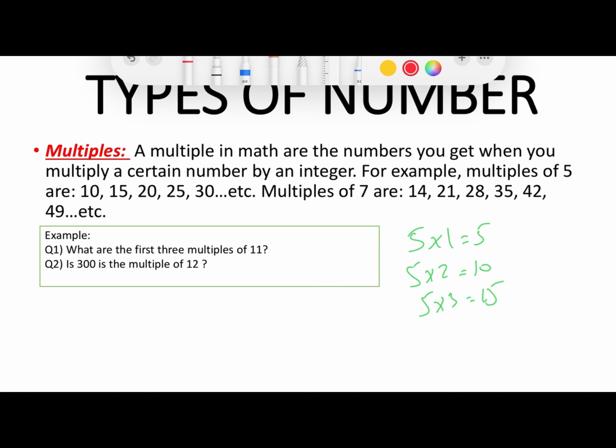So now we have some example questions. What are the first three multiples of 11? So we need to write the multiples of 11. 11, 22 and 33 we have. 11 times 1 is 11, 11 times 2 is 22, 11 times 3 is 33. These are the multiples.